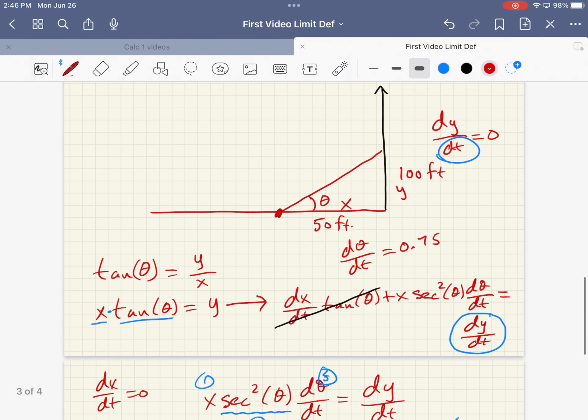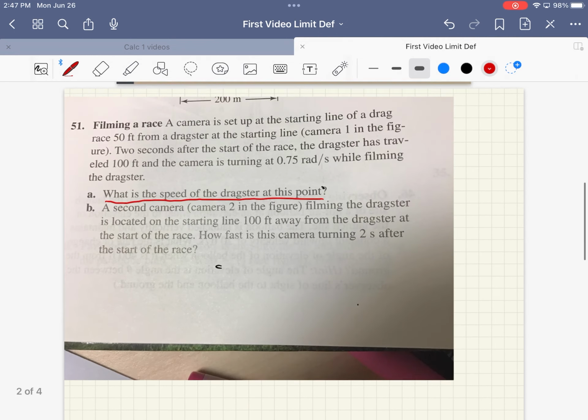So again, the key here was utilizing a function, in this case tangent, that dealt with theta, y, and x, because those are the ones that I knew. And in particular, I knew dx dt was 0, and I was looking for dy dt.